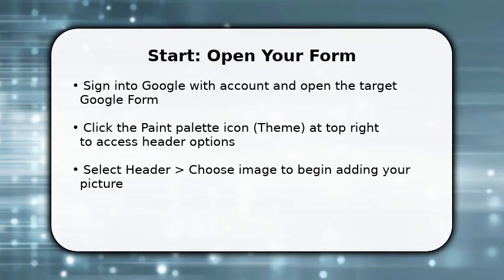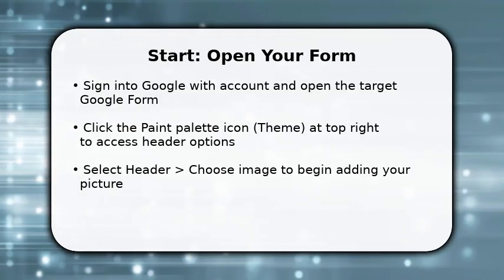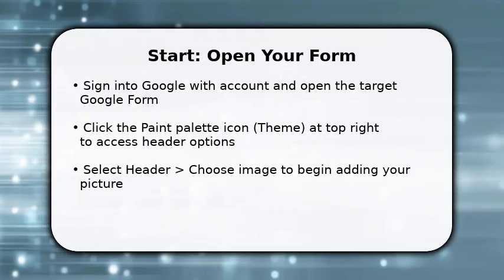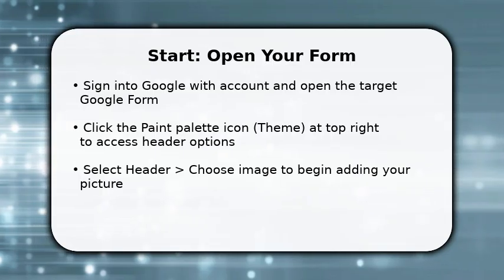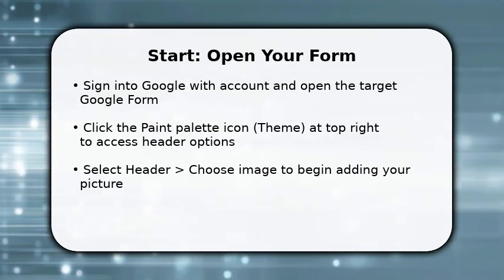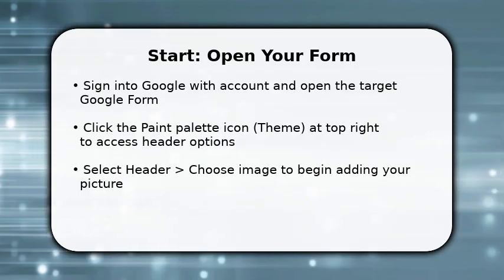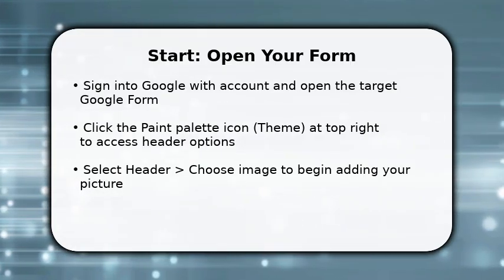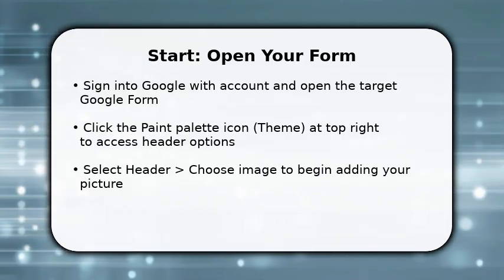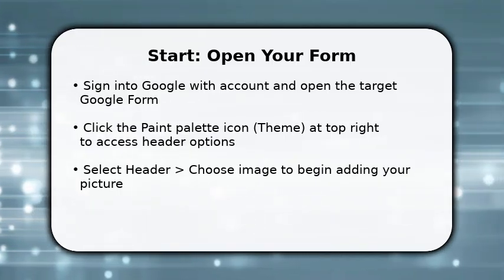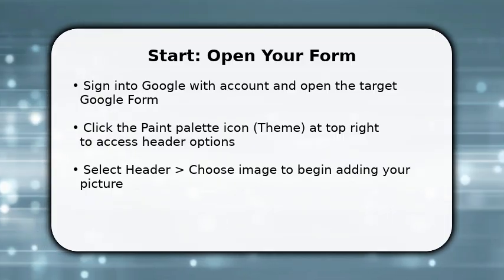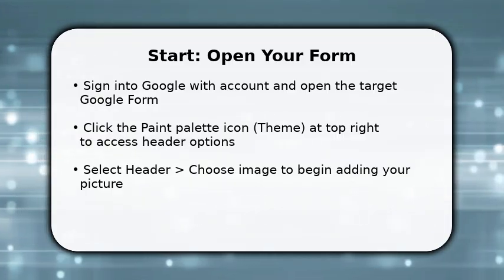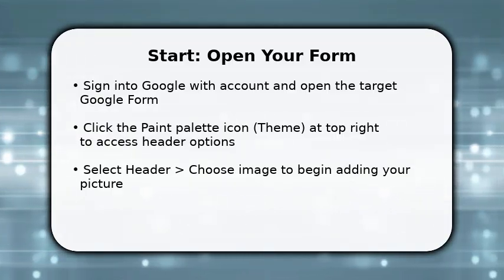You're already signed in, so open the Google form you want to edit and click the Theme Paint Palette icon at the top right. Once the theme panel appears, choose Header and hit Choose Image. This is the first actionable step that places an image in the form's visual anchor. Make sure you pick a high-resolution source because Google recommends landscape images. Choosing the header first sets the tone and avoids repeated resizing later.